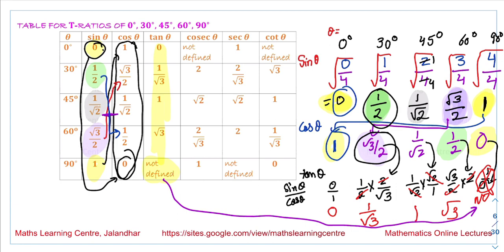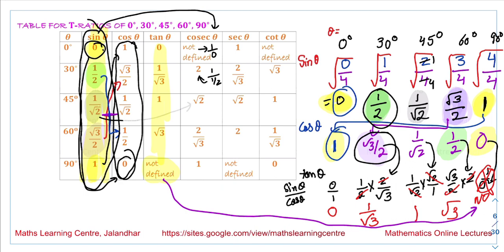Next, when we are talking about cosecant theta, the cosecant theta value is the reciprocal of these values of sine theta. Look at these values of sine theta over here. The value of cosecant theta we will obtain as the reciprocal of these values. So it is 1 over 0, that is not defined. Then it is 1 over 1 by 2, the reciprocal of this. Reciprocal of 1 by root 2 is this. Reciprocal of root 3 by 2 is this, and reciprocal of 1 is 1.